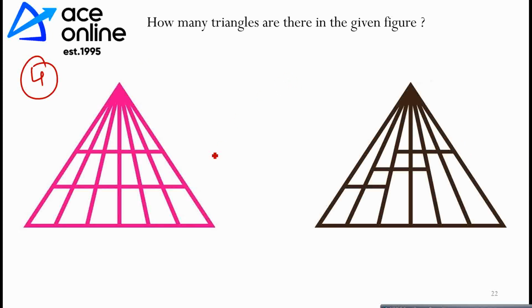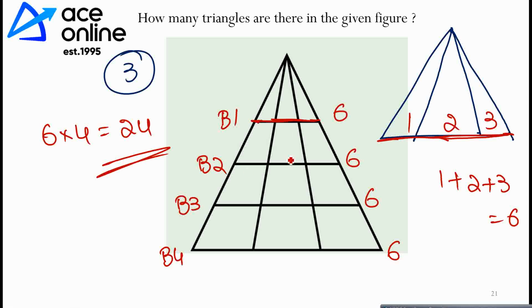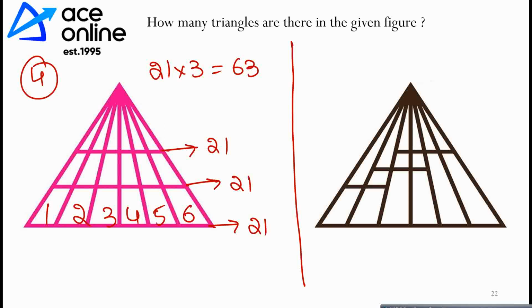If you have one base, 21. So here you can write 1, 2, 3, 4, 5, 6. You will get 21 for this one base. Again for this base 21, for this base also 21. It's similar to the previous one. 21 into 3, 63 is the answer. You have bases B1, B2, B3, B4. 21 into 3, okay, you observe all this.